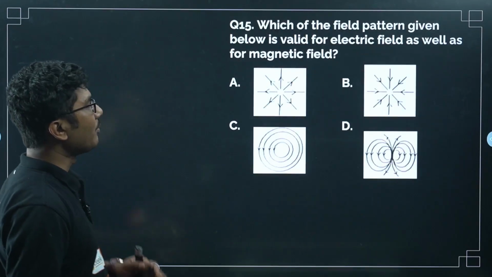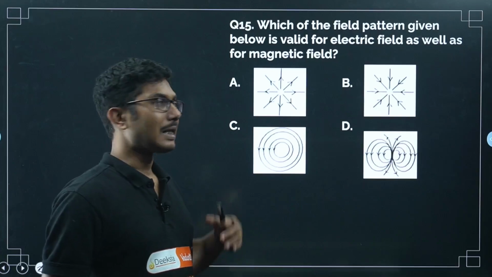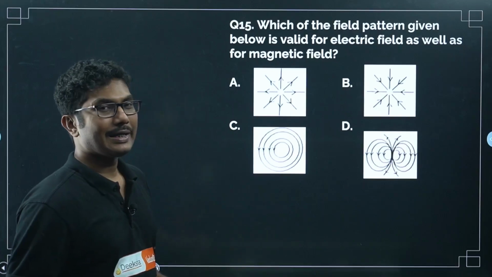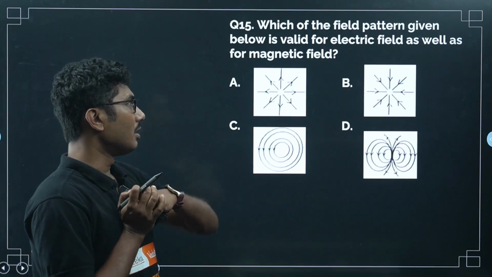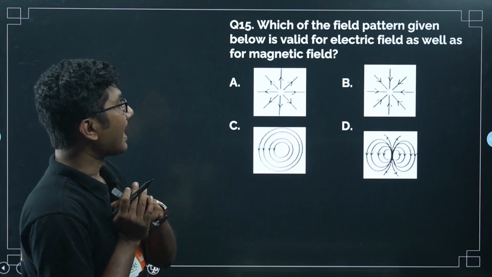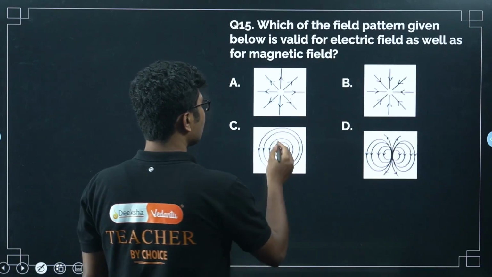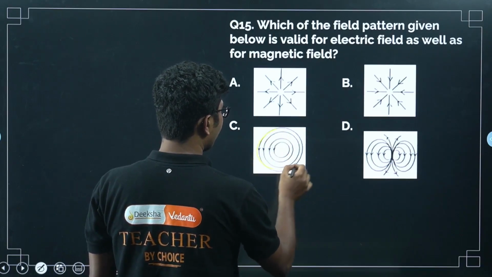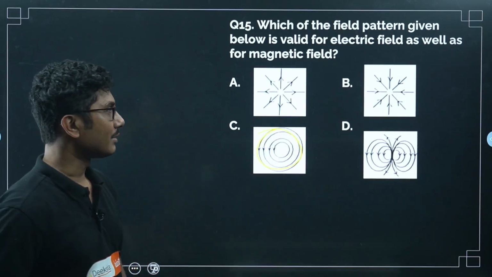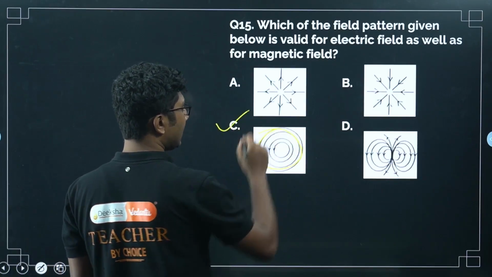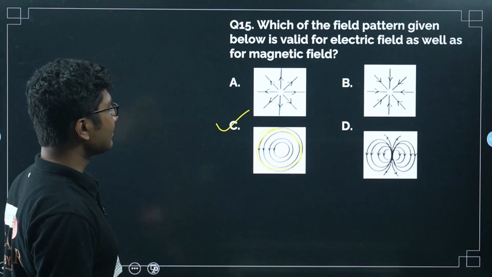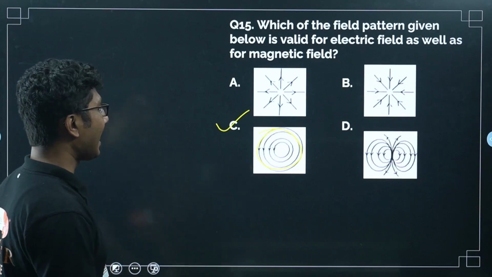Now this is somewhat between this chapter and the next chapter. Now magnetic field lines for any magnetic field are always closed. And we know that equipotential lines can be of the circular way. So this is the only correct answer. Okay, this is possible for both electric field and magnetic field.